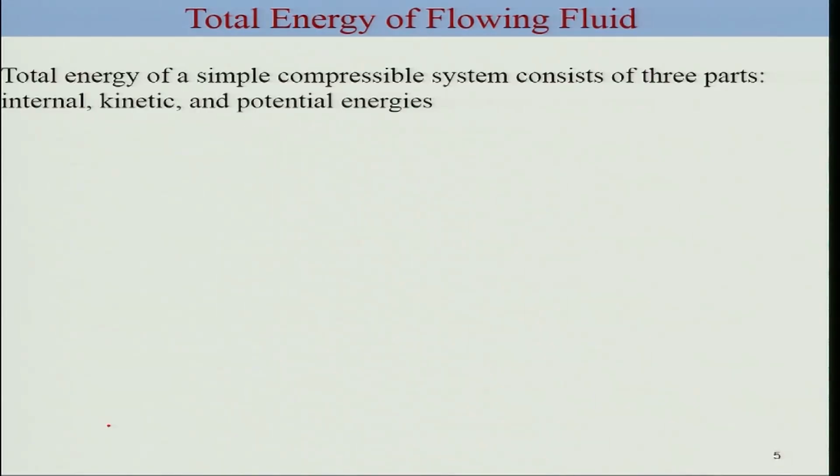Or we can write on the basis of unit mass, and the expression will be, let us say, e, which will be your energy per unit kg, and we can write it as internal energy plus kinetic energy plus potential energy. Okay, and this further can be expressed as u plus V square by 2 plus g z. Note that this is in kilojoules per kg units.